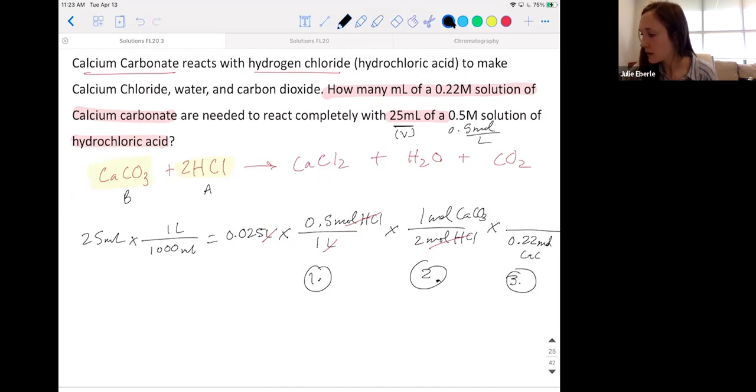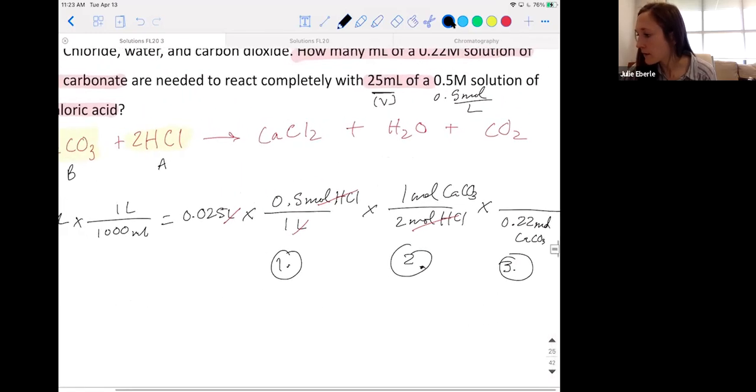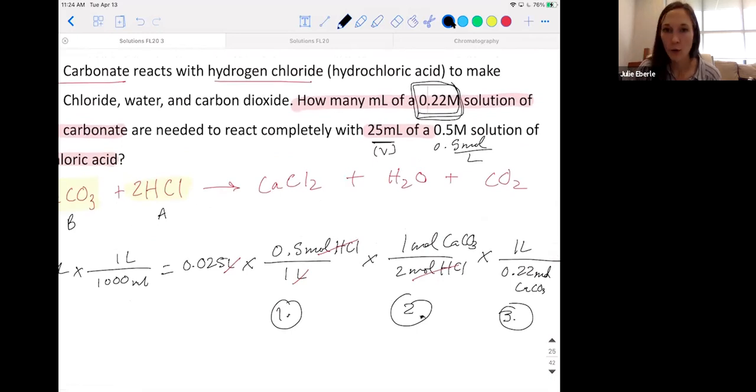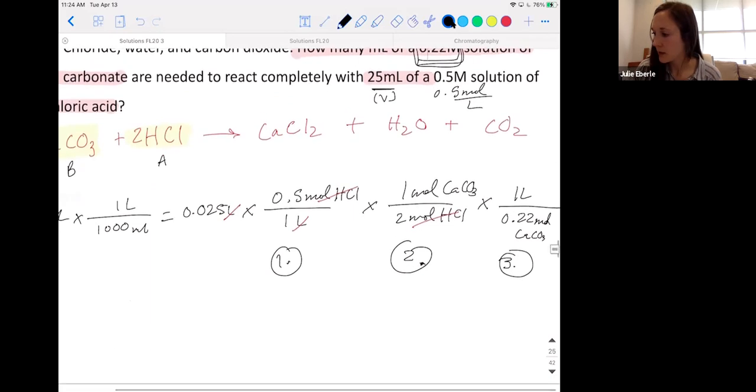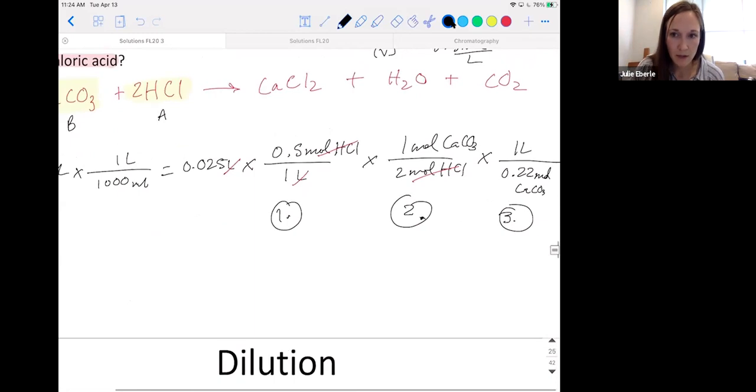CaCO3. I ran out of space. For every 1 liter, that is what this molarity right here means. 0.22 moles per 1 liter. Thank you, Keegan. So this will get us to liters, and then the question says how many milliliters, so we'll convert that back to milliliters in the end.